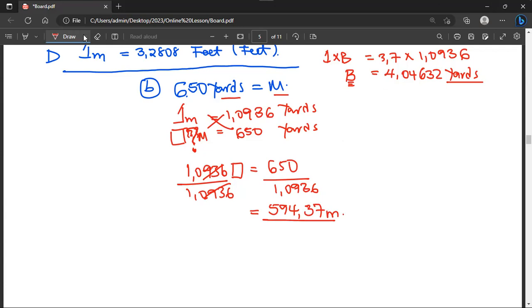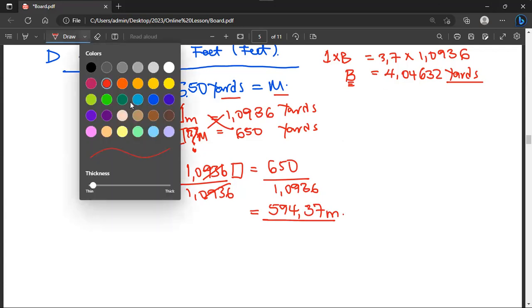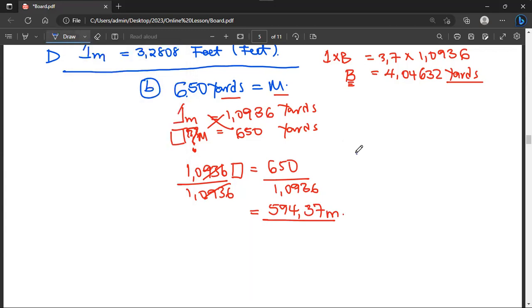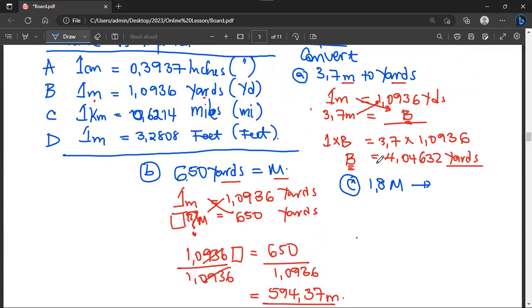All right, let's continue with another example. You might be asked to change meters, you want them to become inches.